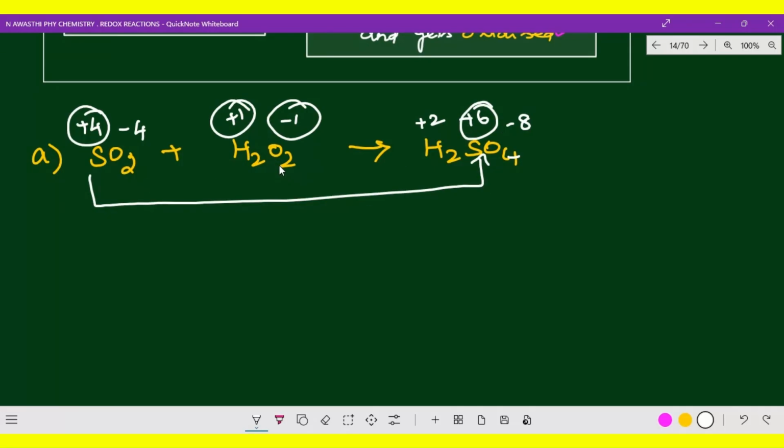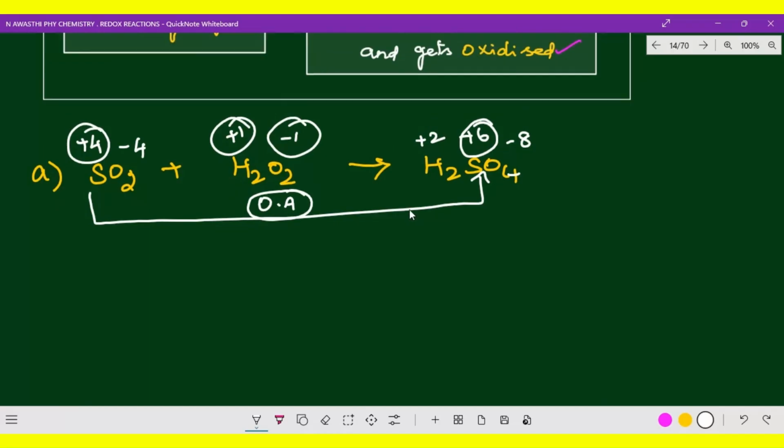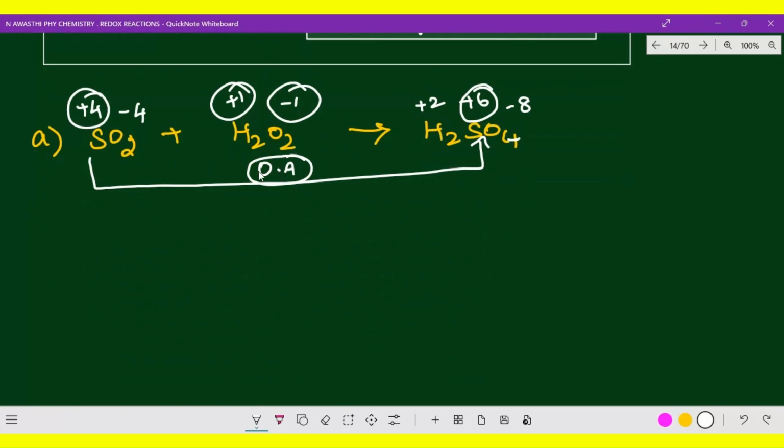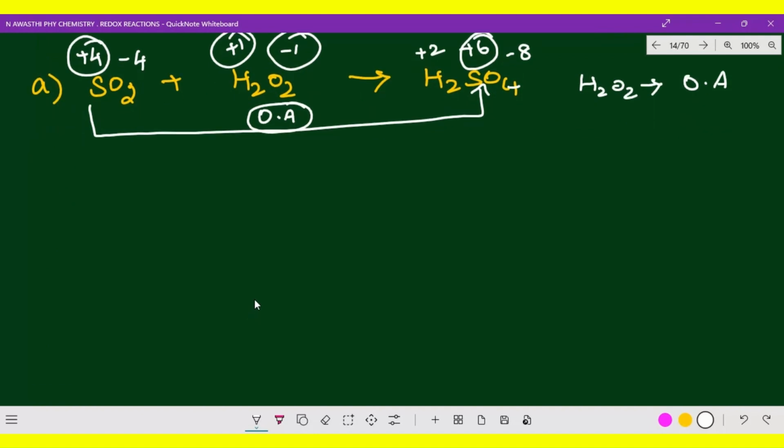So in that, hydrogen peroxide is an oxidizing agent. What do you mean by oxidizing agent? It accepts one or more electrons. So H2O2 acts as an oxidizing agent in this equation. Here it is an oxidizing agent only, so we cannot bring in the reducing agent. The question asks in which equation H2O2 acts as a reducing agent, but here it acts as an oxidizing agent only. So this cannot be the correct option.